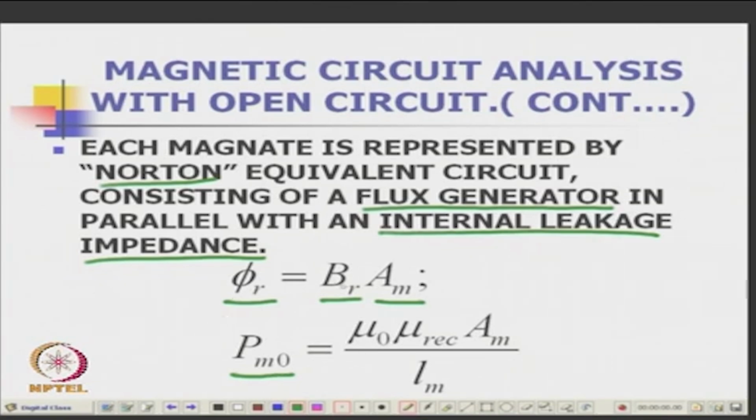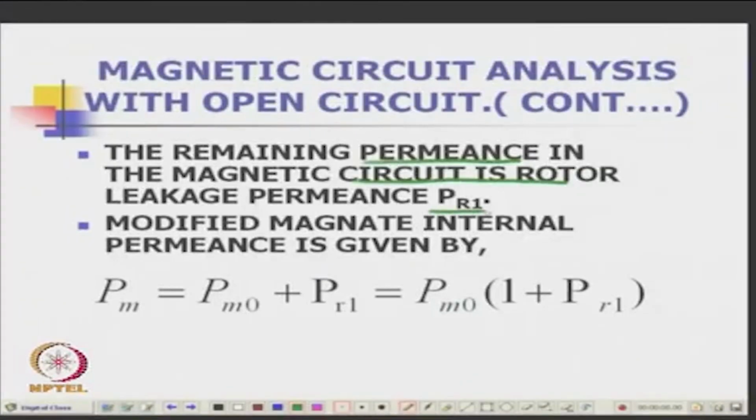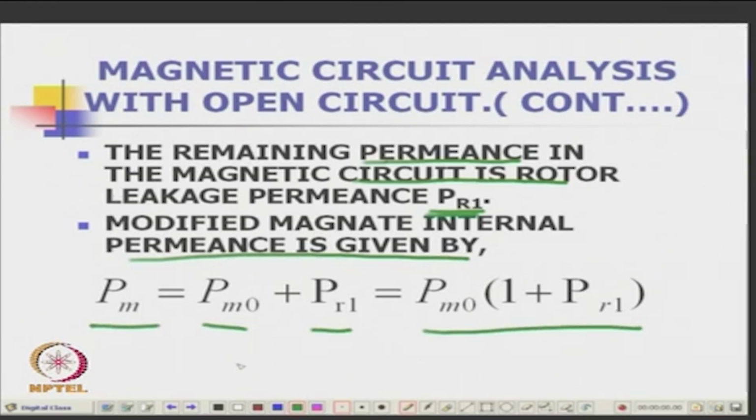So, internal leakage impedance, okay, the remaining permeance in the magnetic circuit is rotor leakage permeance. So, certain flux leaks through the rotor, okay, that is let us say P r 1. Modified magnetic internal permeance is given by P m is P m naught plus P r 1, which is P m naught into 1 plus the constant, where it is P m naught into 1 plus small p r.